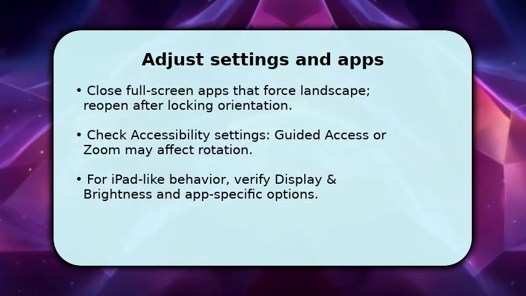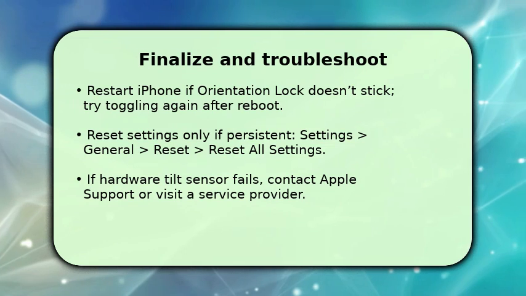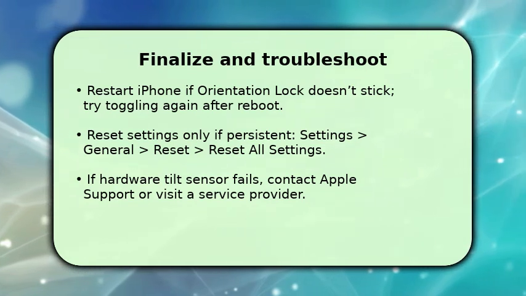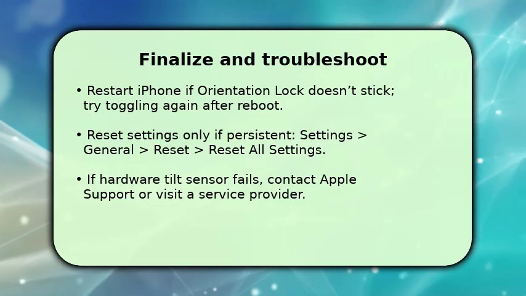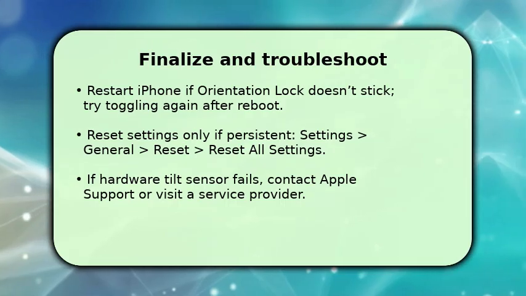To finish, verify the padlock icon stays visible and open several apps to confirm portrait holds. If the lock won't stick, restart your iPhone and toggle orientation lock again. Often a reboot clears temporary sensor or software glitches.